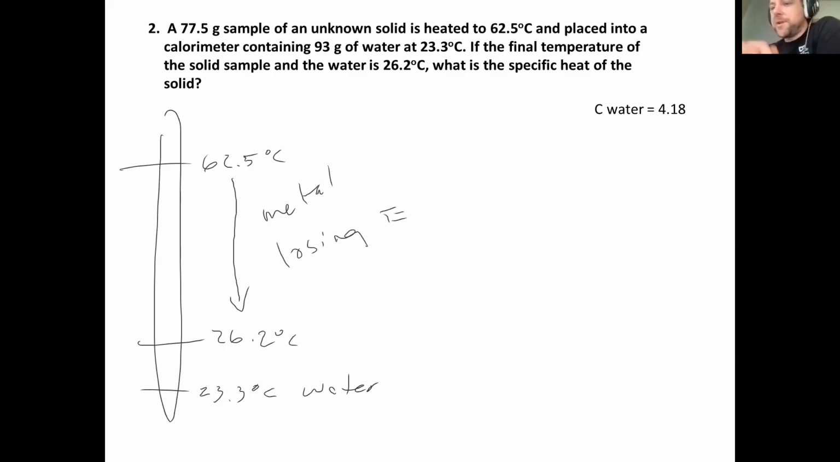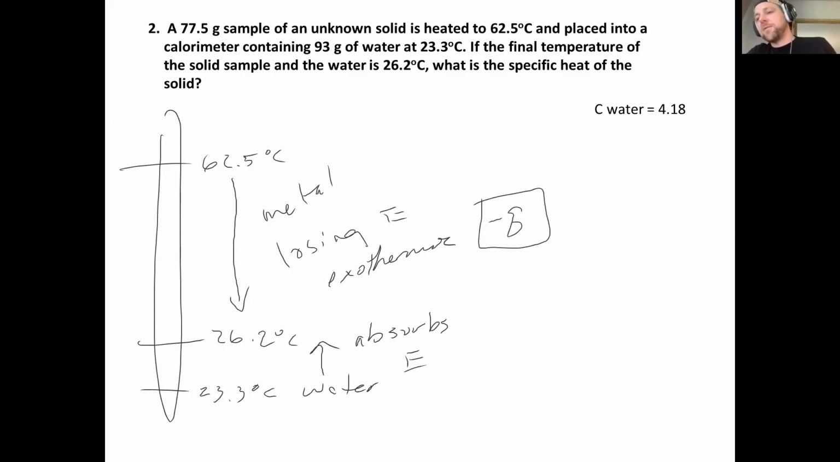The metal is transferring its energy into the water. And when the water absorbs that energy, its temperature goes up. And to make a connection to endothermic and exothermic, when the metal is transferring energy away and losing energy, that's an exothermic process. And exothermic processes are going to have negative energy values, negative Q values, a loss in energy.